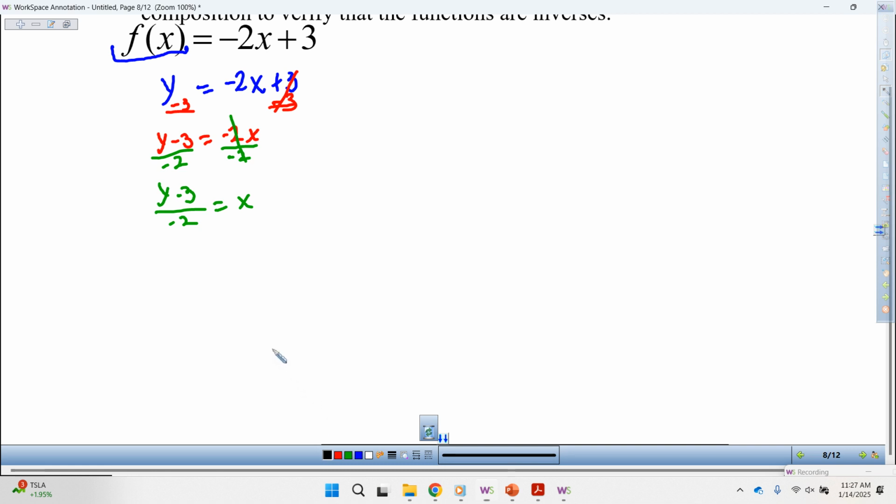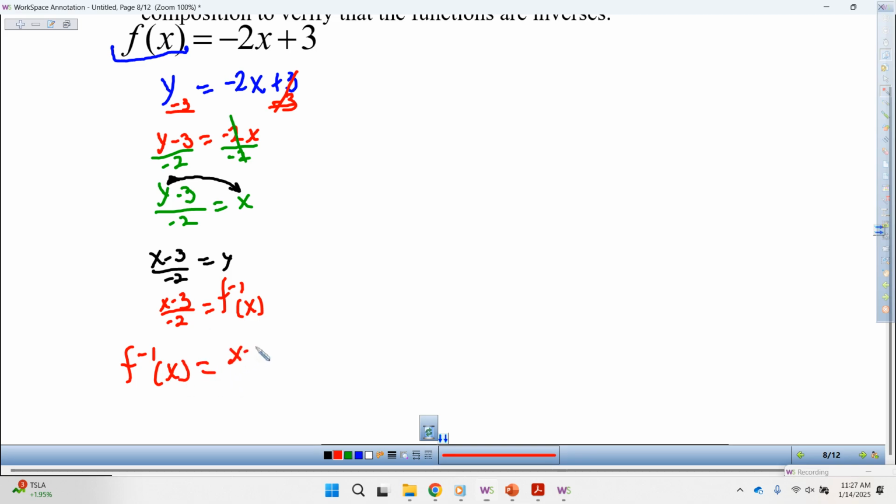Flip what? Switch the x and the y. That's what makes it the inverse. x minus 3 over negative 2 equals y. We write this in f inverse notation form, x minus 3 over negative 2. But for the sake of this example, we're going to switch these: f inverse of x on the left side, and on the right side, x minus 3 over negative 2. This is our inverse.